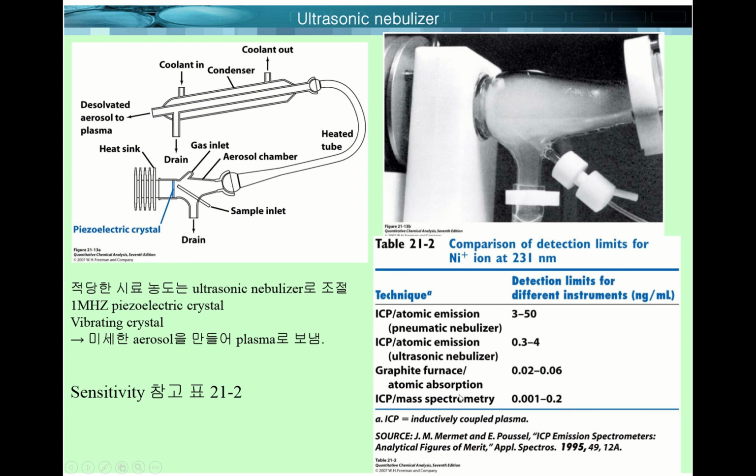And graphite furnace atomic absorption, the detection limit is very much better actually, 0.02 to 0.06. This graphite furnace method is okay, but the best detection limit could be achieved with ICP mass spectrometry. I'll explain that at the end of this chapter.